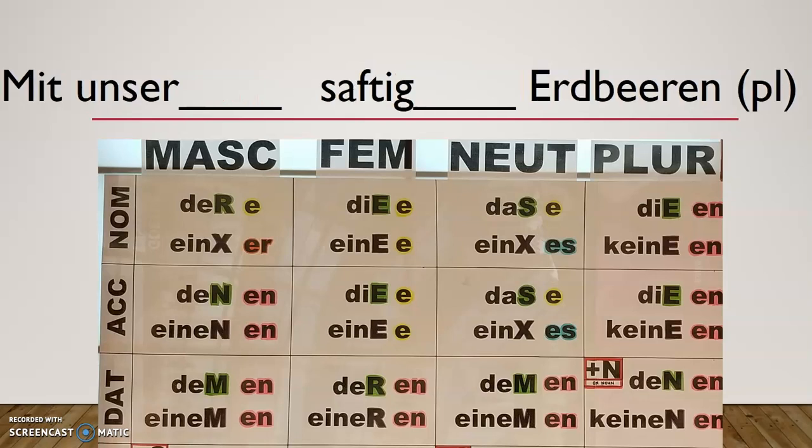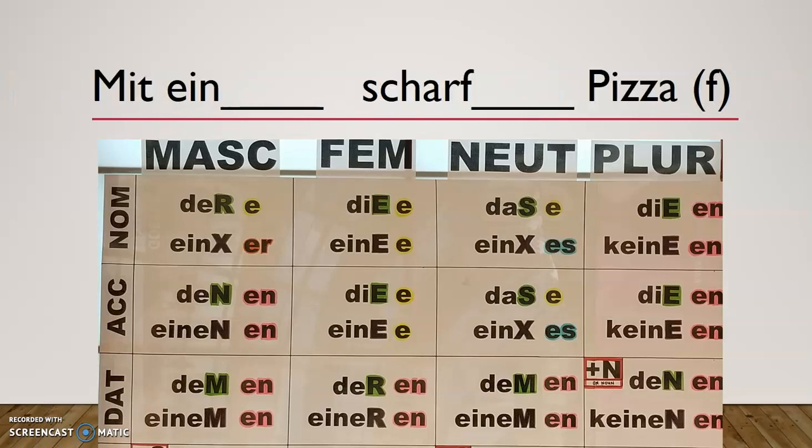Now we have with our juicy strawberries. Mit is a dative preposition. So dative plural, mit unseren saftigen Erdbeeren. And Erdbeeren doesn't take an extra N on that noun because it already ends in N in the plural form. And now we have with a sharp or spicy pizza. So dative, feminine, mit einer scharfen Pizza.